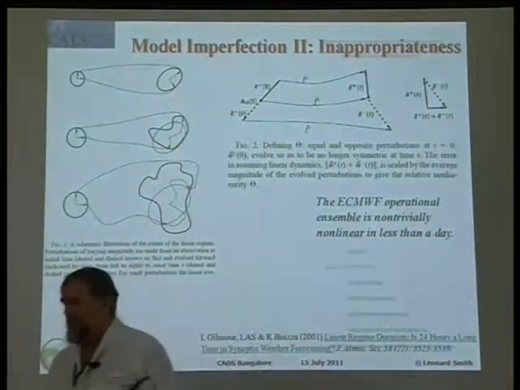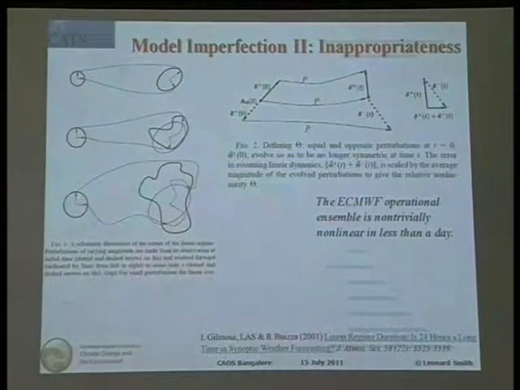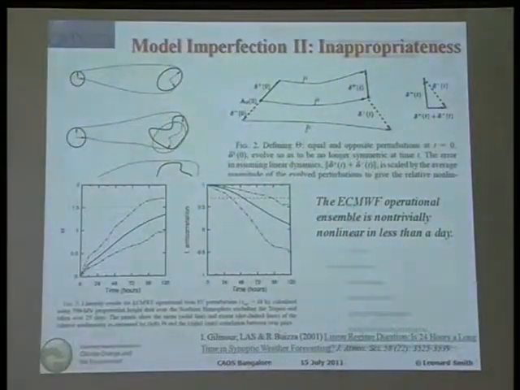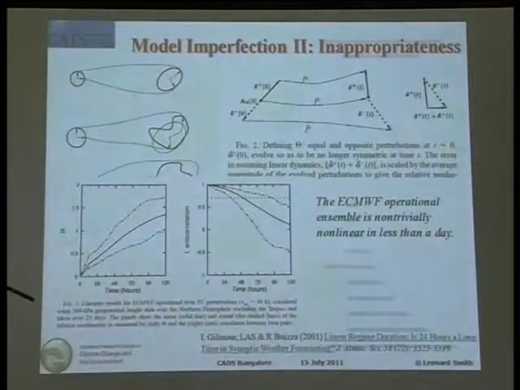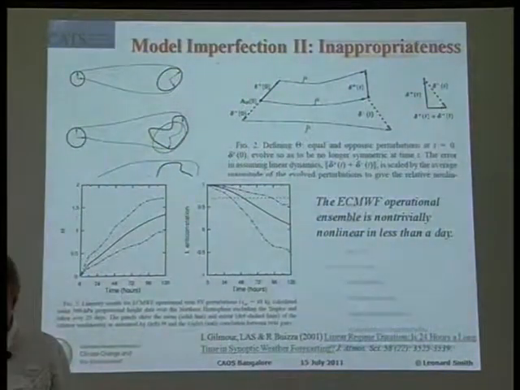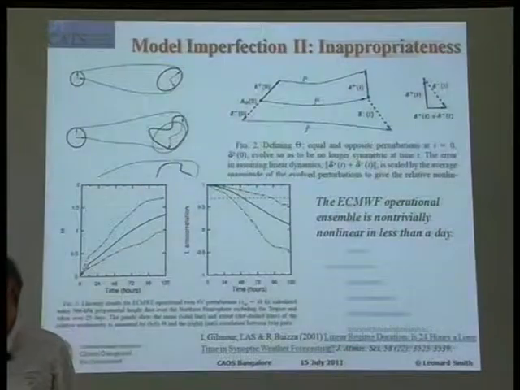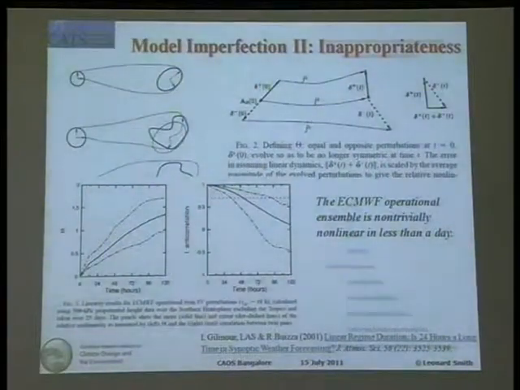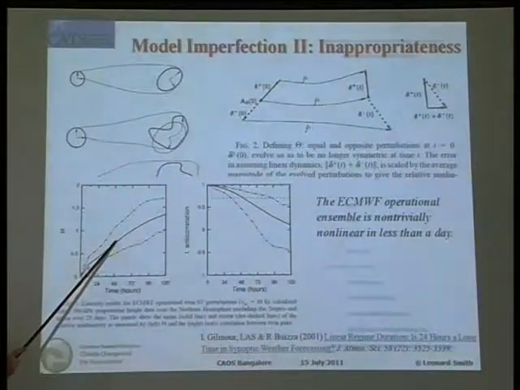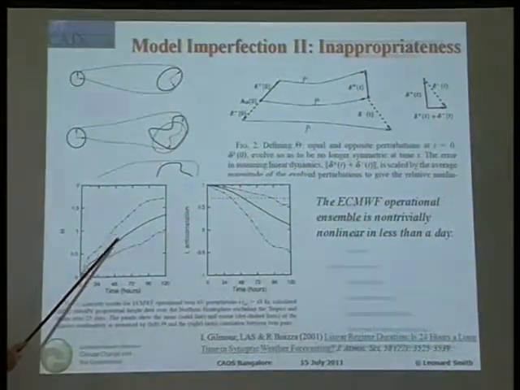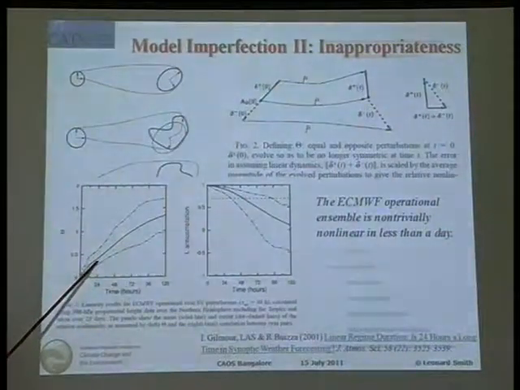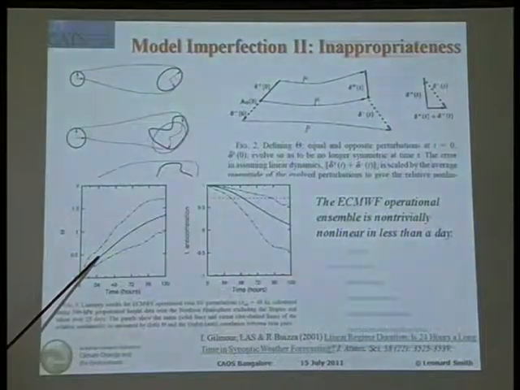And what we can look at in the operational models is how fast does that nonlinearity get large. So what we're doing is we add the two vectors together, and then we divide by their average length. So we'll get a number between 0 and 2. If the number is 0, the two are anti-parallel. If they've actually flipped over and they're pointing in the same direction, there'll be 2. And what we see is the ECMWF ensemble is nonlinear at 48 hours. It's actually pretty nonlinear even within 24 hours.